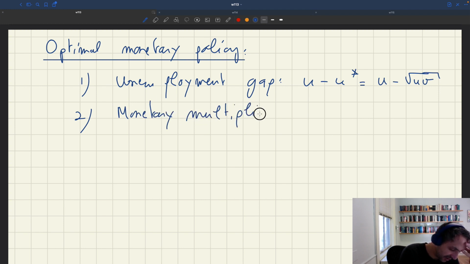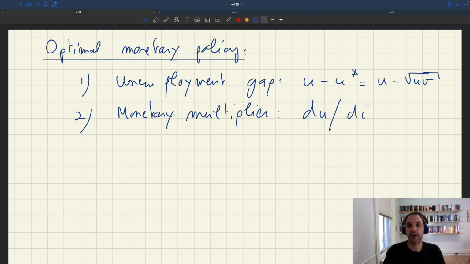The monetary multiplier is a statistic that gives the response of the unemployment rate in percentage points, du, when the nominal interest rate goes up by 1 percentage point, so du/di, which is of course positive, because when you increase the nominal interest rate, the unemployment rate tends to increase. What I want to discuss is how we can measure that monetary multiplier, because it's a key input into the design of optimal monetary policy.